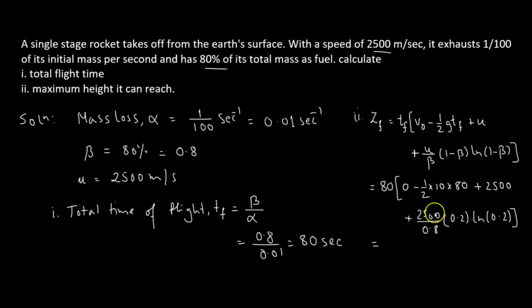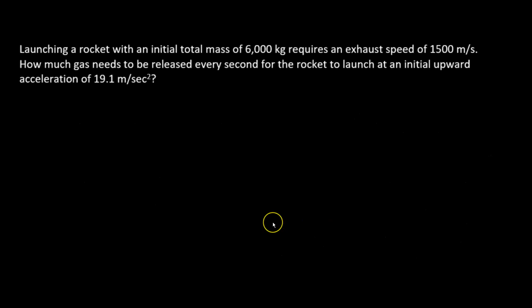Then we perform all this calculation. So what we get is 87,528.104. This result will be in meters, and if you want to convert it to kilometers, we simply divide it by 1000. So that's 87.528 kilometers. This is the maximum height that the rocket can reach at a speed of 2500 meters per second in 80 seconds. So let's move on to the next problem.